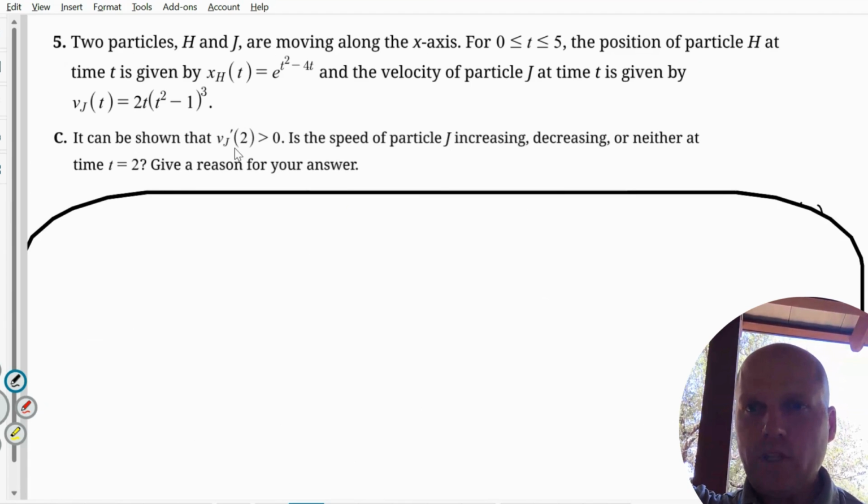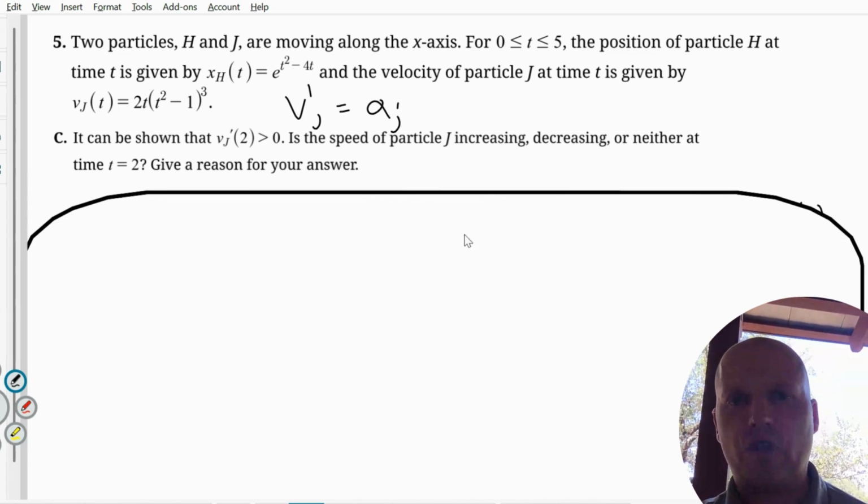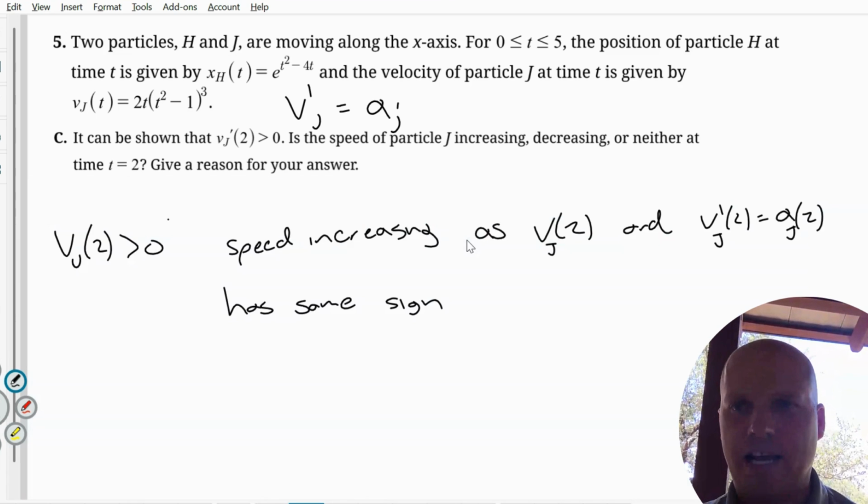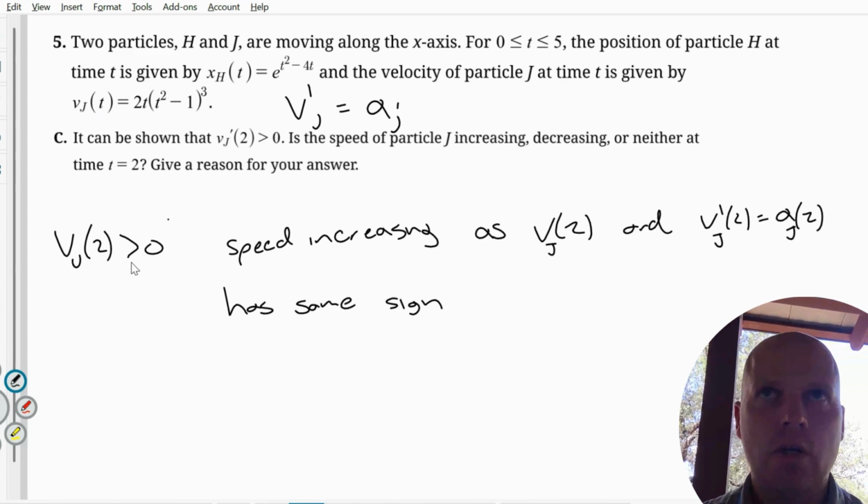Part C, they're even telling you, hey, look, the derivative of Vj is positive. So maybe you need to say that V prime of J is the acceleration of J. They ask you for the speed of the particle J at time 2. Well, all you have to do is plug in 2 into the velocity of J to figure out that it's positive. Did you have to find the velocity? No. All you have to do is check that it's positive. If the acceleration is positive and the velocity is positive, speed's increasing. This is the easiest speed question ever. Things that make sense, like positive and increasing, you're speeding up.